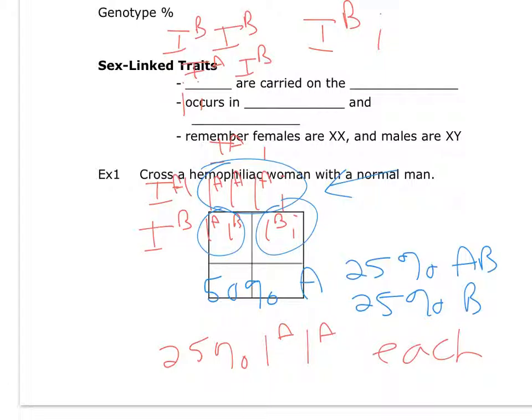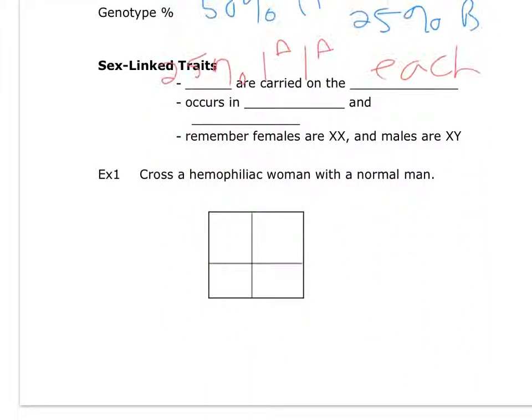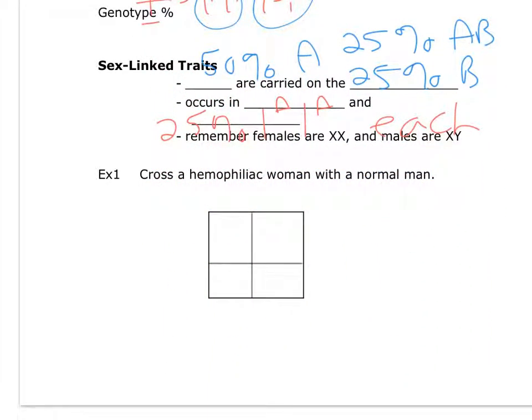Okay, and so that is how you do a blood type problem. Let's try another one. Move this up a little bit for me. Okay, so you're crossing a person who has blood type AB, so that is going to be IA, IB, with a person who has blood type O, which is little i. So IA little i, IB little i, IA little i, IB little i.